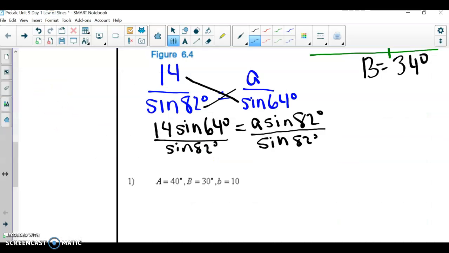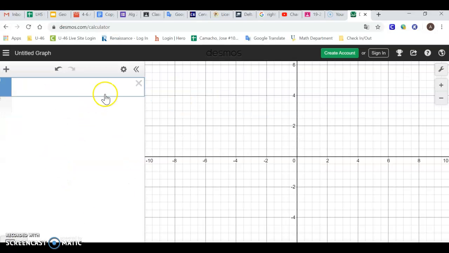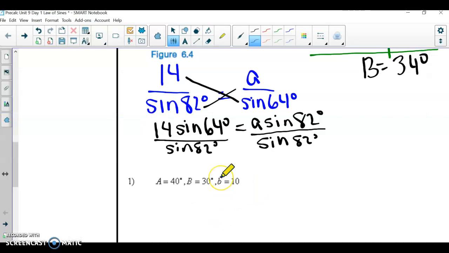Okay, so going back to my problem, we had 14 times sine of 64, all of that divided by sine of 82 degrees. And so if you notice, you are going to round your answer. So I'm going to come back over here. A is approximately, I want to round to an answer 12 and 7 tenths.